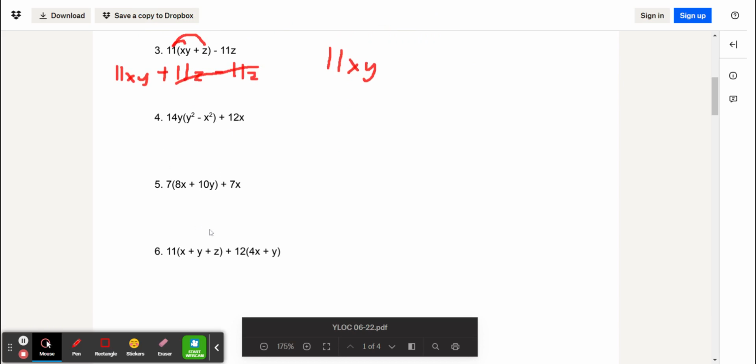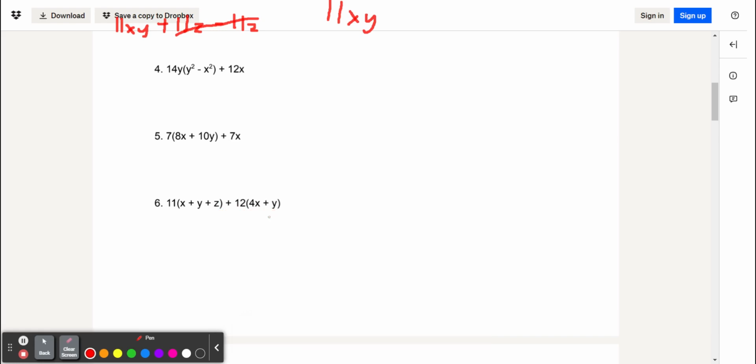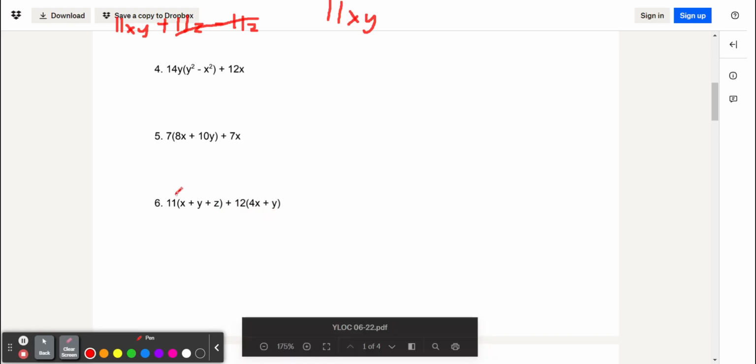And we're going to skip 4 and 5 and move on to question number 6, which is 11 times the quantity x plus y plus z plus 12 times the quantity 4x plus y. Now, distributing to something with three terms, like this part over here, is just the same as distributing to two terms. So we'll distribute the 11 to the x, to the y, and to the z.